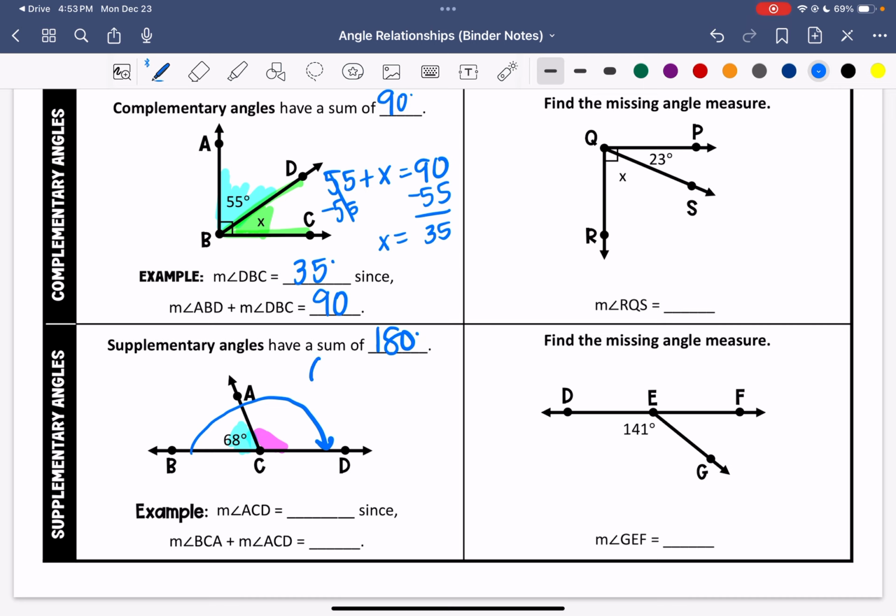So in other words, the 68 degrees plus, we'll say X for our unknown, is equal to 180 degrees. We're going to isolate our variable of X and we'll subtract 68 from both sides. And then X is 112 degrees, since they both equal 180 degrees.